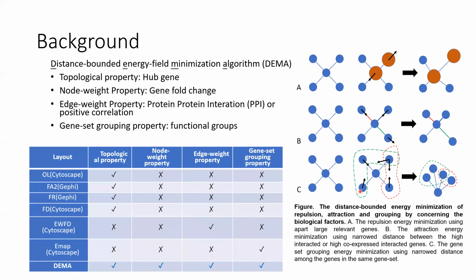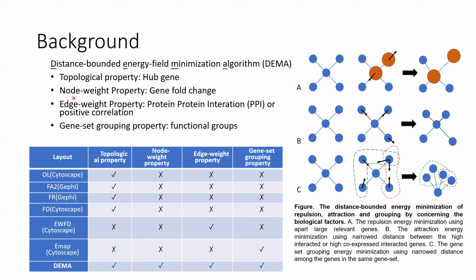Therefore, we developed the distance-bounded energy field minimization algorithm, also called DEMA, to natively consider various biological factors to enhance the interpretation of complex network graphs. The four properties listed here are the common critical biological factors we're going to model in the DEMA layout. First, the topological property. DEMA will show some modularity so that the hub genes do not overlap each other. This property can be formulated in the repulsion energy.